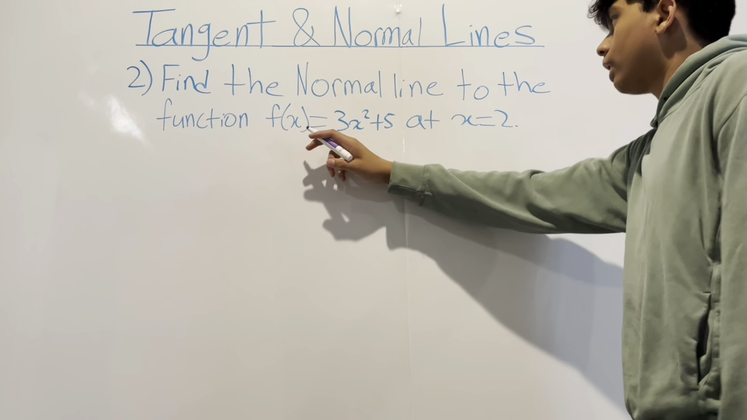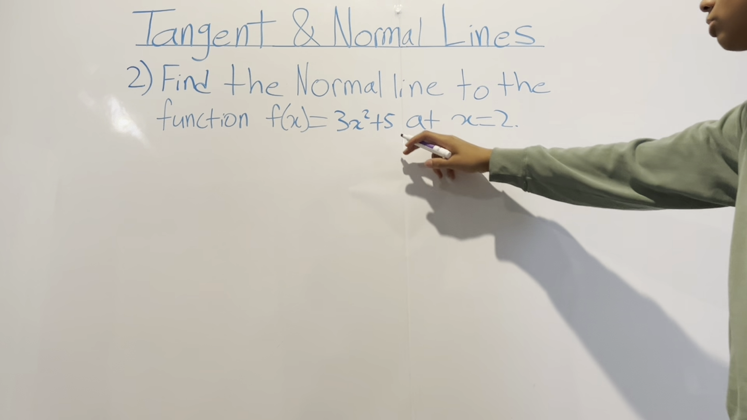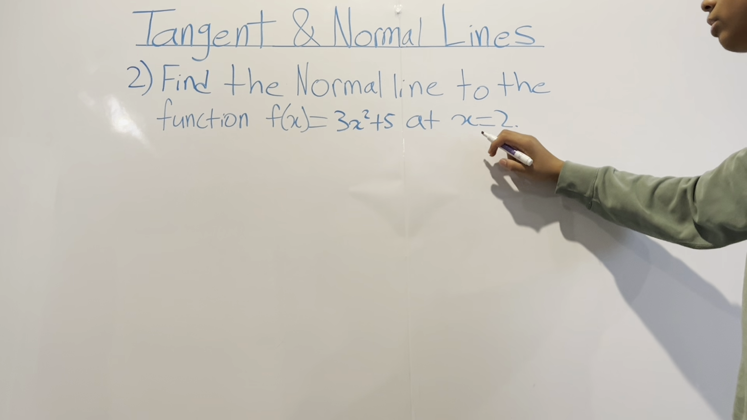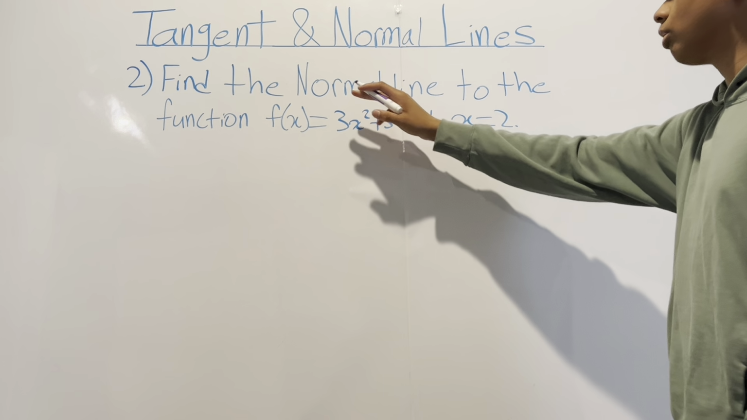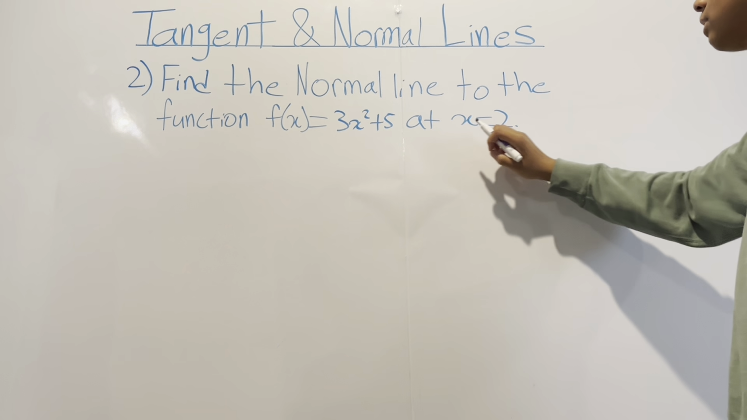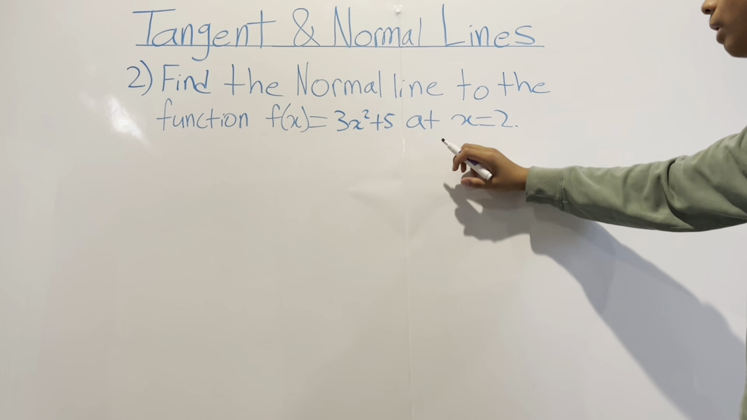Question 2, we have: find the normal line to the function f of x equals 3x squared plus 5 at x equals 2. So two things are different from the last question. This time we have to find the normal line instead of the tangent. And this time we're only given the x, so we need to figure out what the y is.